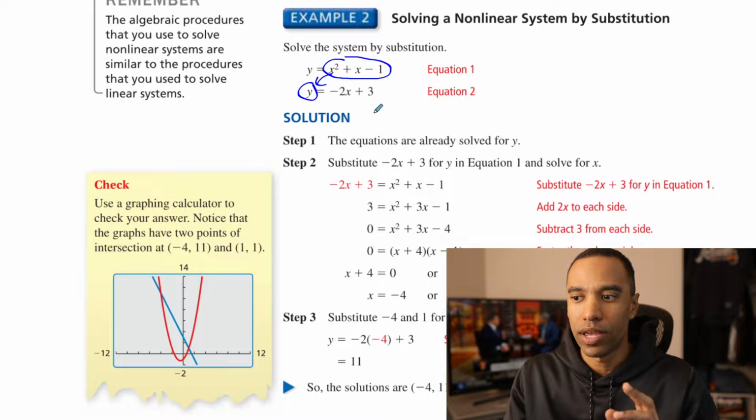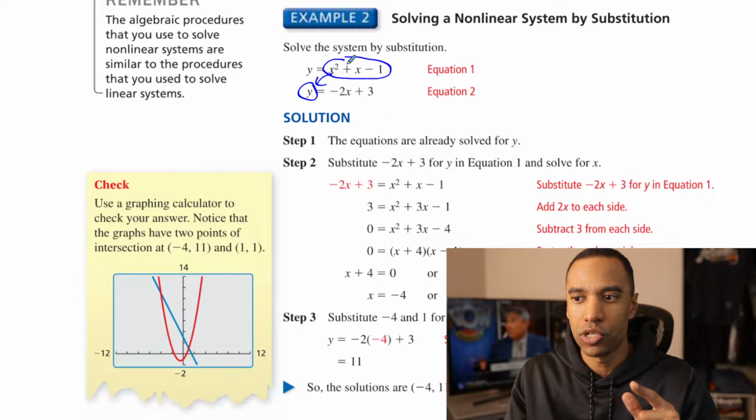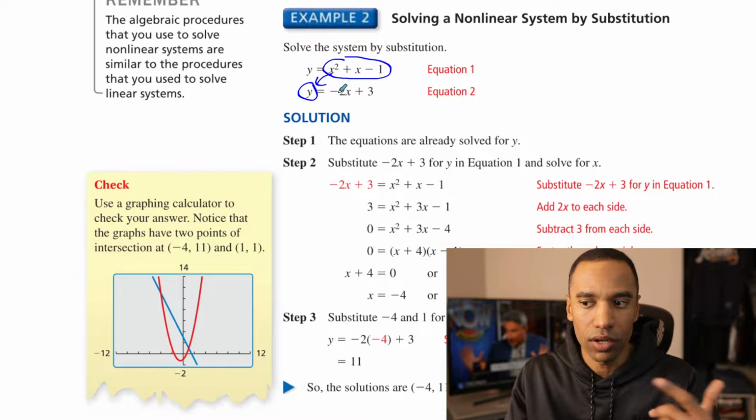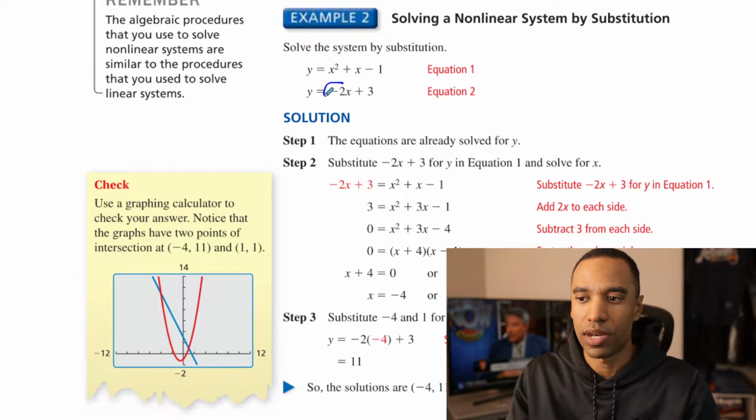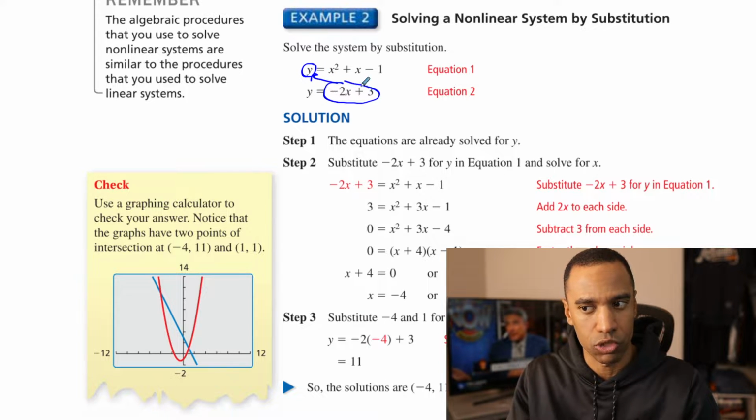So these equations are solved for y, meaning y is by itself. You can substitute x squared plus x minus 1, or, okay, they did it the other way. You can substitute negative 2x plus 3 in for y in this other equation. Now, why can we do this? Because y equals negative 2x plus 3. So instead of having y, write negative 2x plus 3.